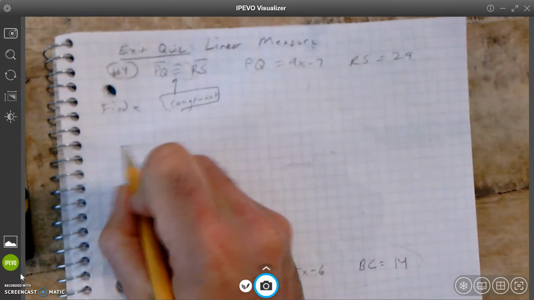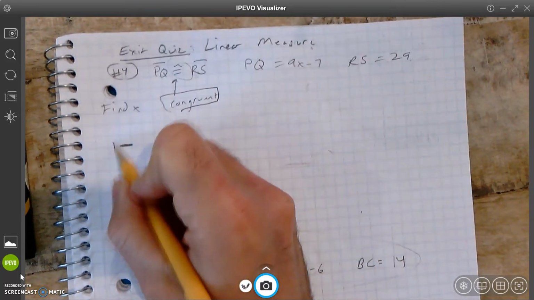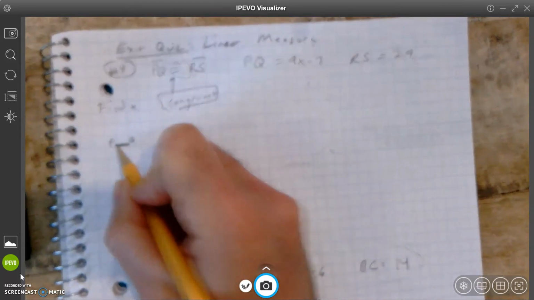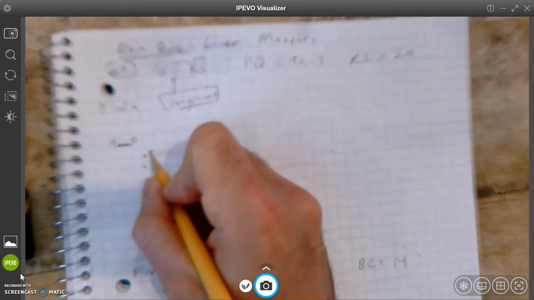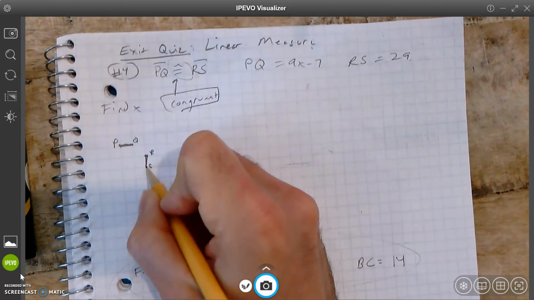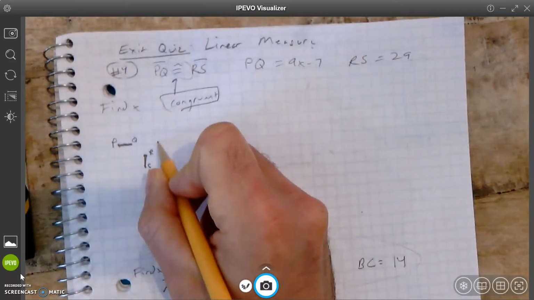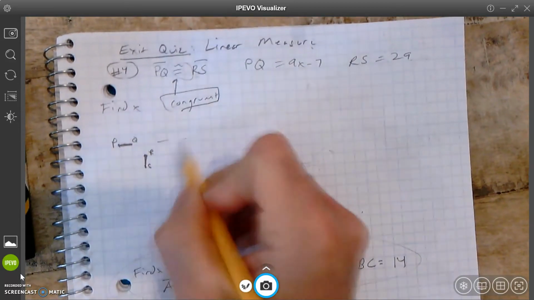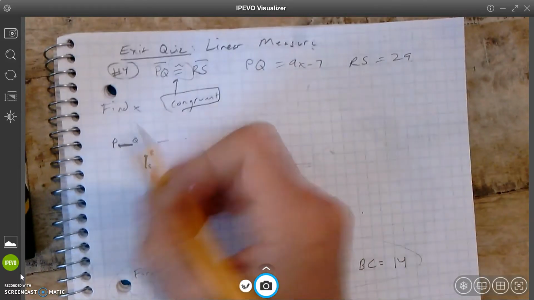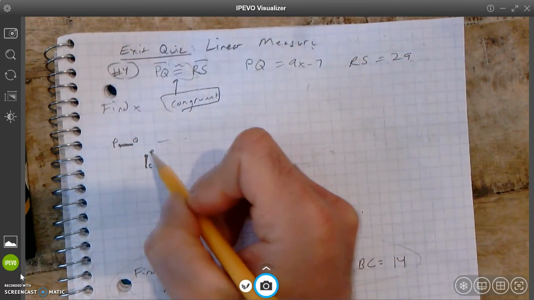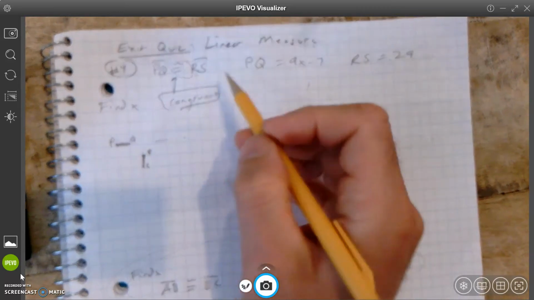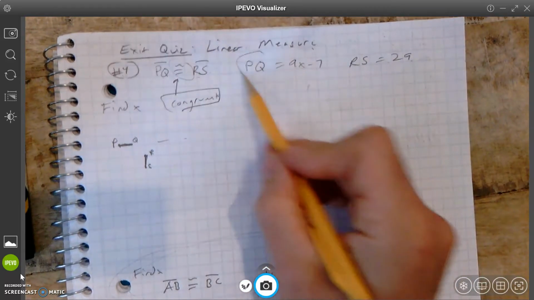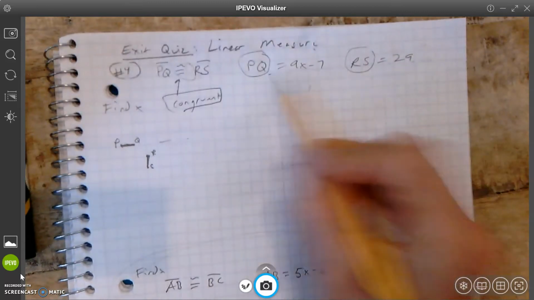So if PQ is 1 unit, RS is also 1 unit. It could be like this, I don't know, it doesn't matter. RS is 1 unit that way, or it could be 1 unit that way. Or PQ could be 5, and then RS could be 5. PQ could be 10.3, and then RS is 10.3. So it doesn't matter, they are the same. They're congruent.